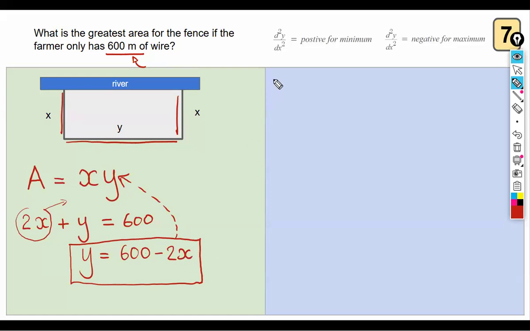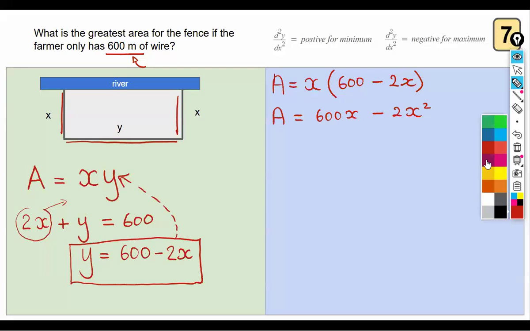So let's do that. A is equal to x, but I have to put it in brackets when you replace something, right? 600 minus 2x. And of course, I'm just going to expand the brackets now. You'll get 600x minus 2x squared. Everyone take down up to there. Put a little smiley face by this equation here. We call him Mr. Smiley.